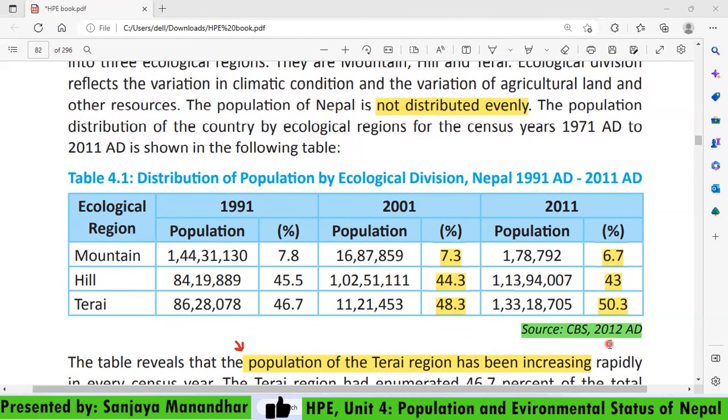Similarly, in 2011 also, you can see more than 50% population in Tarai, and second highest 43% in hill, and mountain 6.7%. So in this way, Tarai region has got the more population.